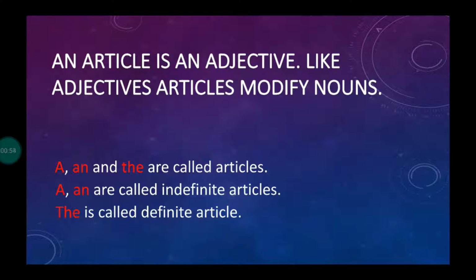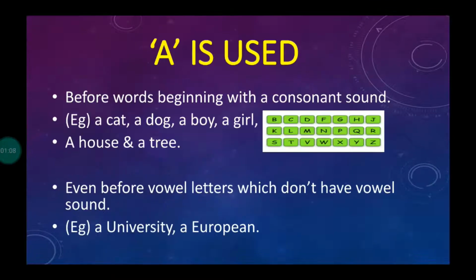So, what are the three different articles? A, an and the are called articles. A and an are called indefinite articles and the is called the definite article. Now, where do we use these three different articles?